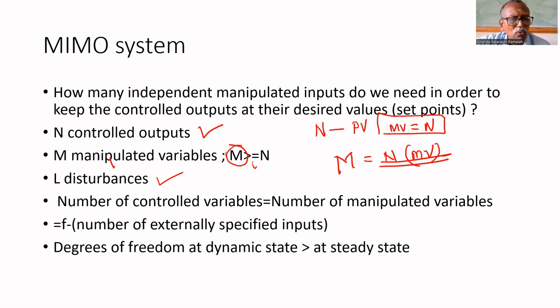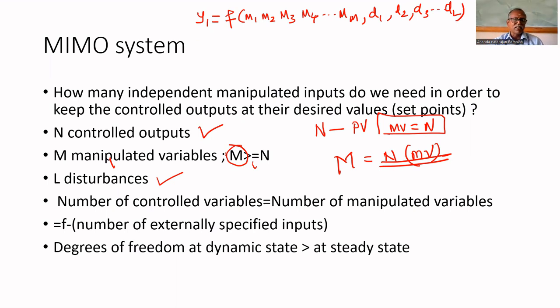Suppose we have n variables, how can it be defined? Y1, the first process variable. Y1 is a function of manipulated variables M1, M2, M3, M4, up to M, and disturbances D1, D2, D3, up to DL. L disturbances are there, M manipulated variables are there. If any one of these varies, Y1 will vary. That's why Y1 can be defined as a function of M manipulated variables and L disturbances. Like that, Y2 can be defined as a function of, again, M manipulated variables and L disturbances. Out of this, how to select the n manipulated variables is the question that we have to find.